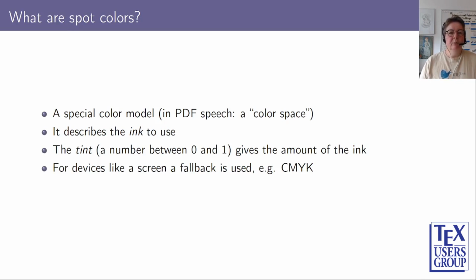Typically, a spot color model also gives a fallback for devices who don't know the ink, like the screen. The fallback is typically CMYK, but other color models are possible here too.